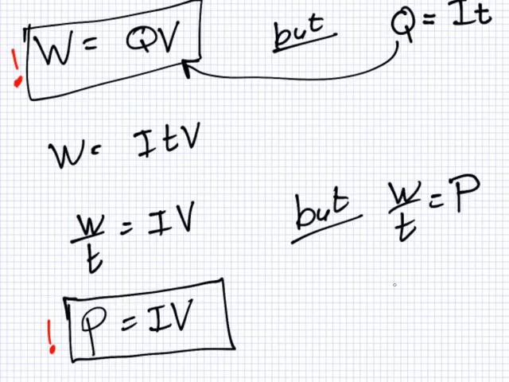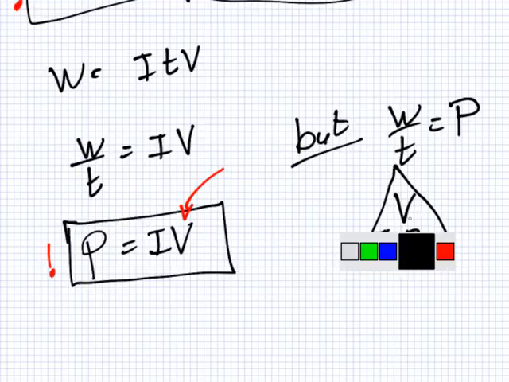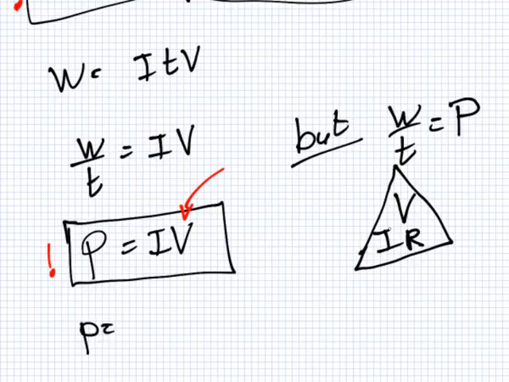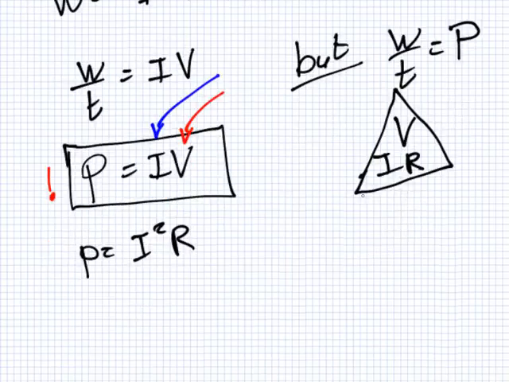Now, maybe we don't know the I, maybe we don't know the V. We can use this triangle, VIR, to replace what we don't know. So for example, let's imagine we don't know the V. But what does V equal from this triangle? I times R. Yeah, so V is I times R. So you could write this as I squared R. Maybe we don't know the I. What does the I equal? V over R. So you could say P equals V squared over R.